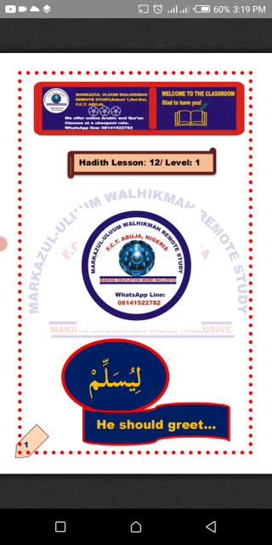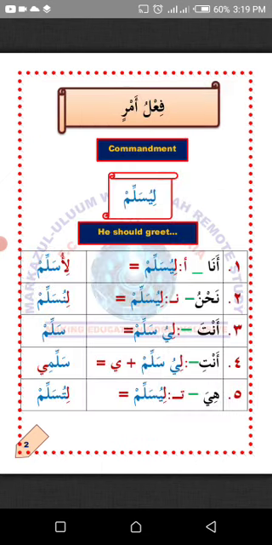Happy listening. So we are going to learn from this lesson how to change the verb liyusallim, the Arabic verb liyusallim, to suit some certain pronouns in Arabic. Fi'lu amr, commandment. We are going to learn how to instruct others to greet in Arabic using different forms of verbs.